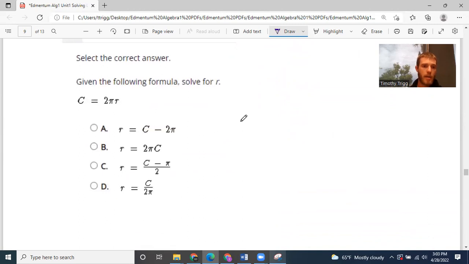Okay, solve for r in this one. So these are all multiplied over here, 2 times pi times r. So to cancel out this 2 and pi, you divide by 2 pi. And then you do the same over here.